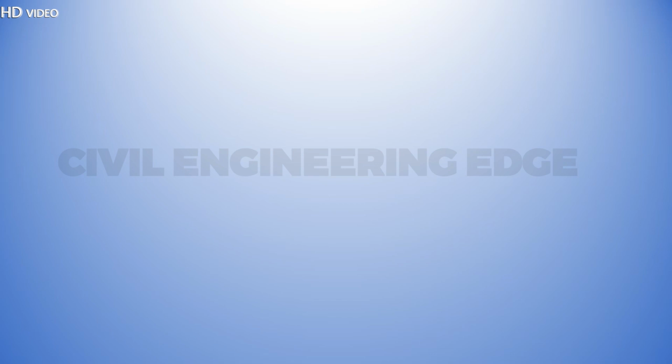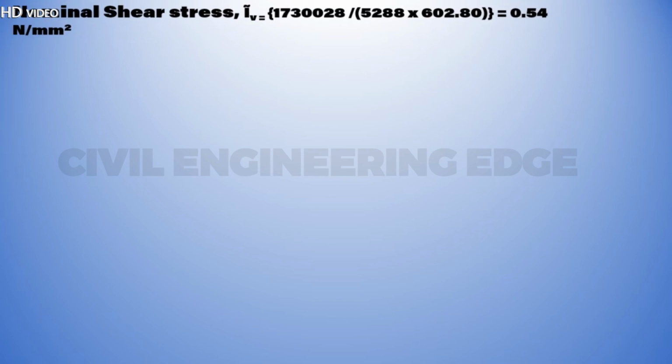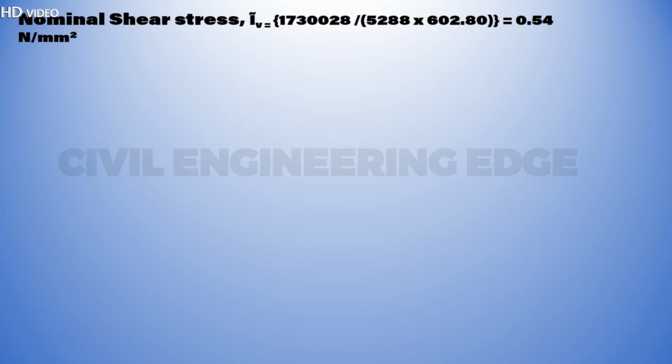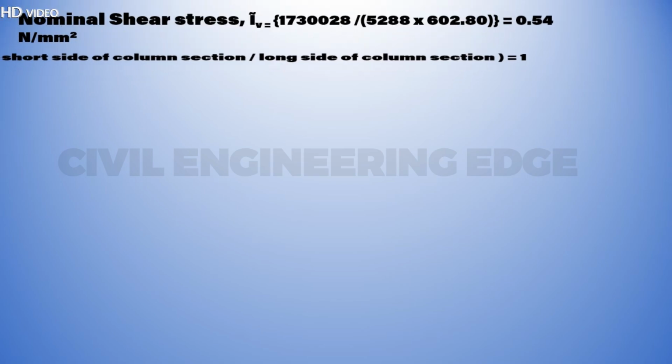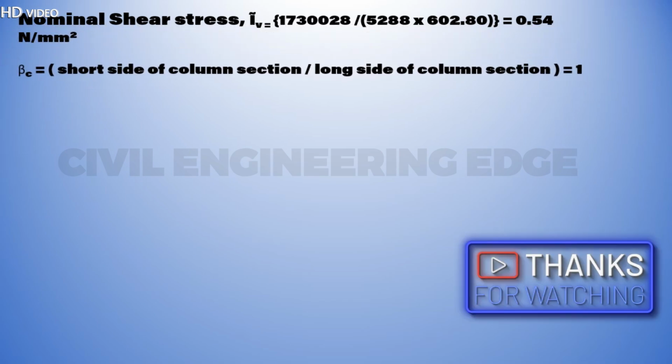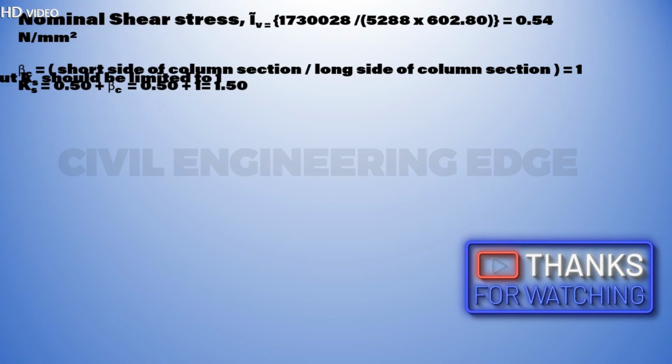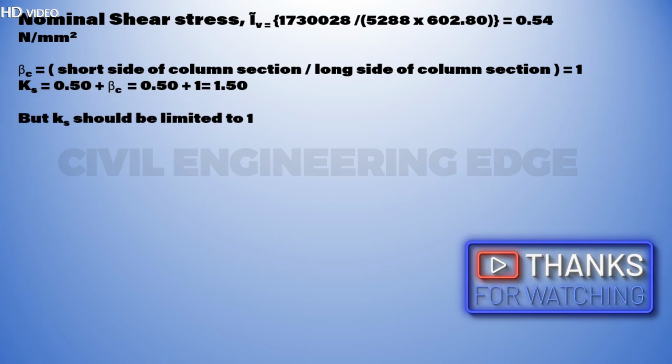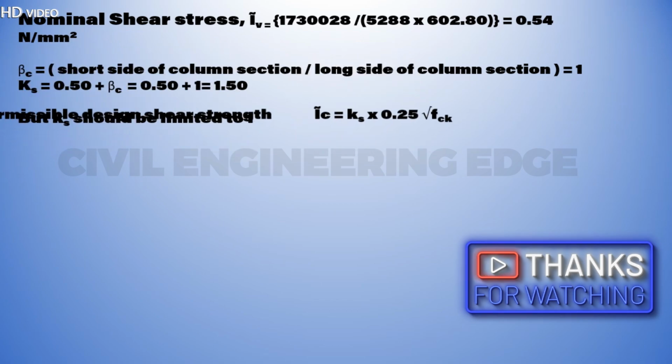Shear force at this critical section, V = 198,347.11 × (2.75² − 1.322²) = 1,153,350 Newton. Factored shear, Vu = 1.50 × 1,153,350 = 1,730,028 Newton. Nominal shear stress, τv = 1,730,028 / (5,288 × 602.80) = 0.54 Newton per square millimeter.